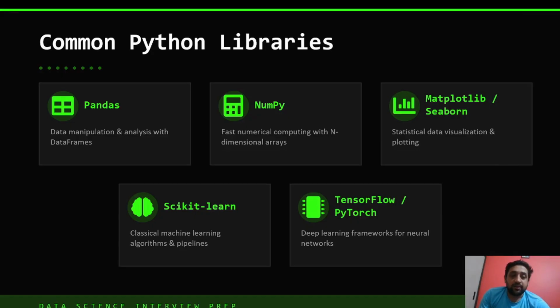And finally, TensorFlow and PyTorch. These are the heavy-duty deep learning frameworks. While scikit-learn handles traditional ML, TensorFlow and PyTorch are used when you are building neural networks, things like image recognition, language models, or recommendation systems. TensorFlow is backed by Google and PyTorch is backed by Meta, and both are widely used in industry and research.